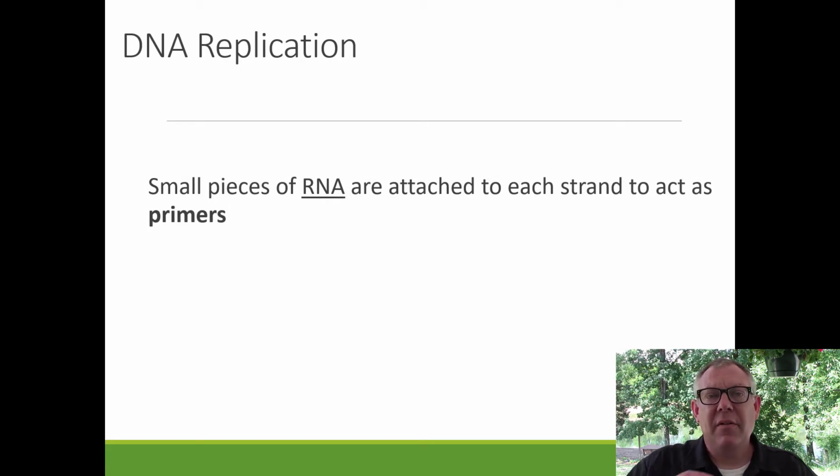And so once you have the DNA split open, the first thing that comes in is a piece of RNA. That's kind of cool. A little piece of RNA, which is called a primer, comes in and attaches to a particular spot, the starting point on the DNA. And that's just a signal that, hey, this is where we're going to start replication.